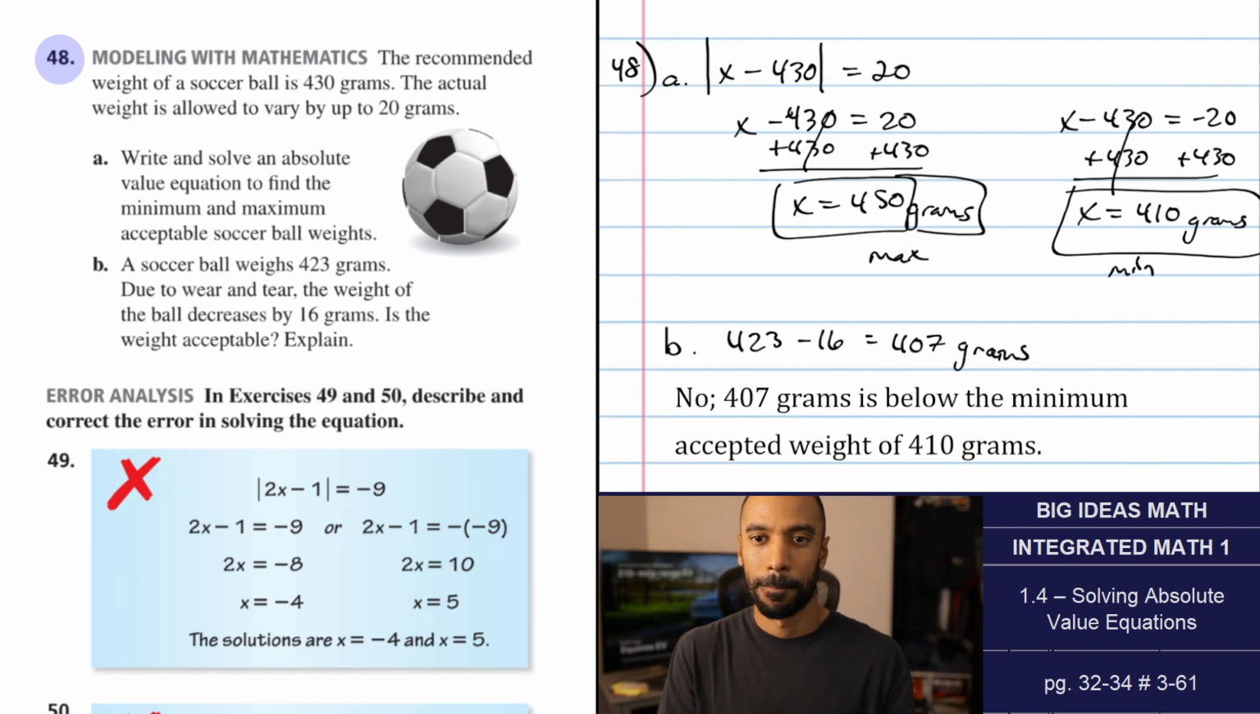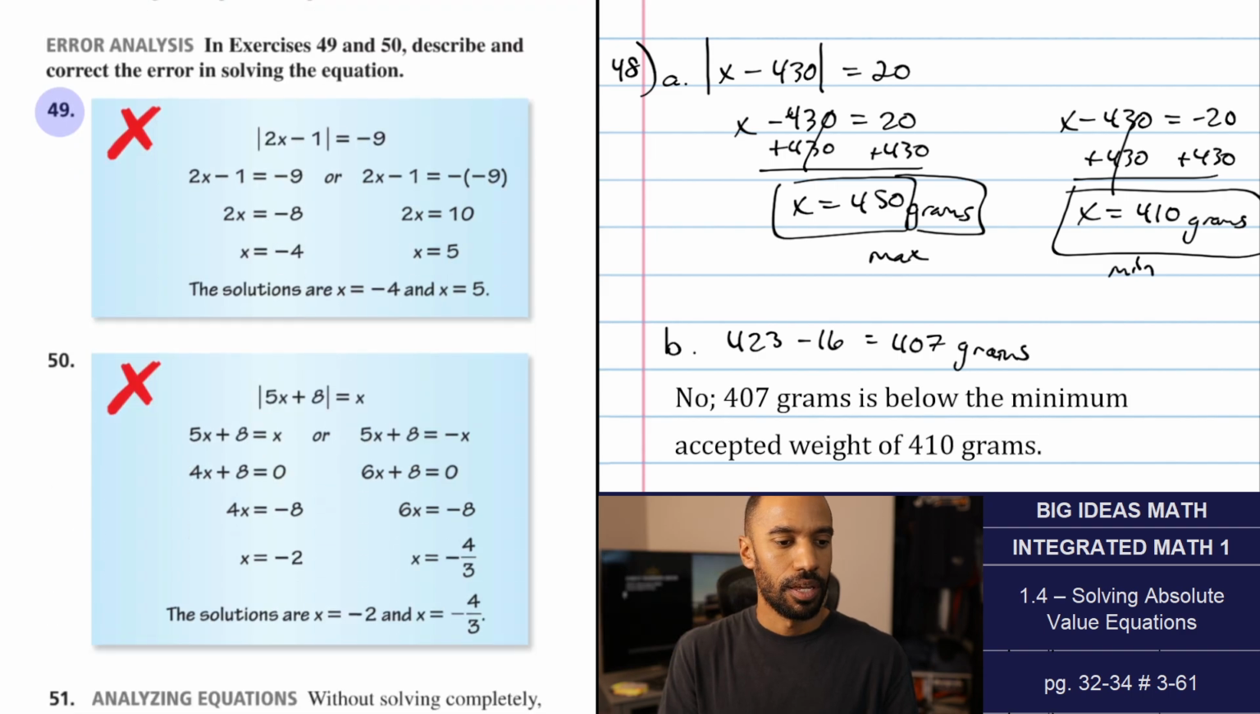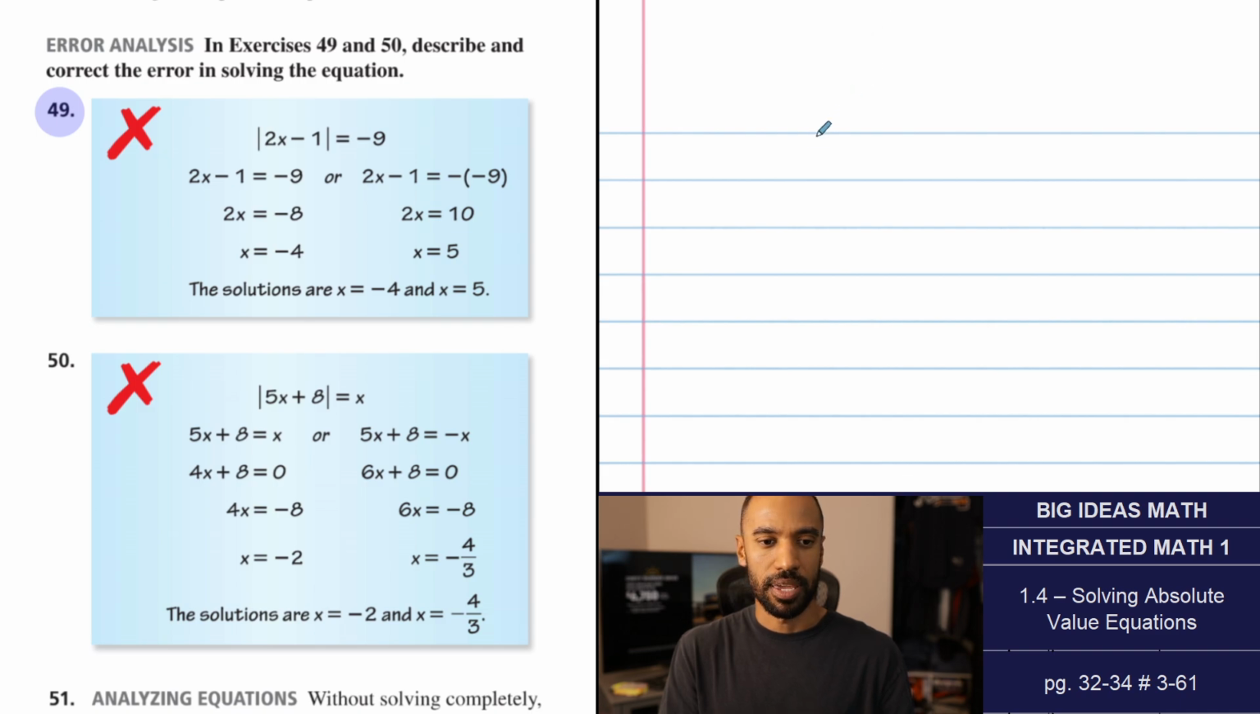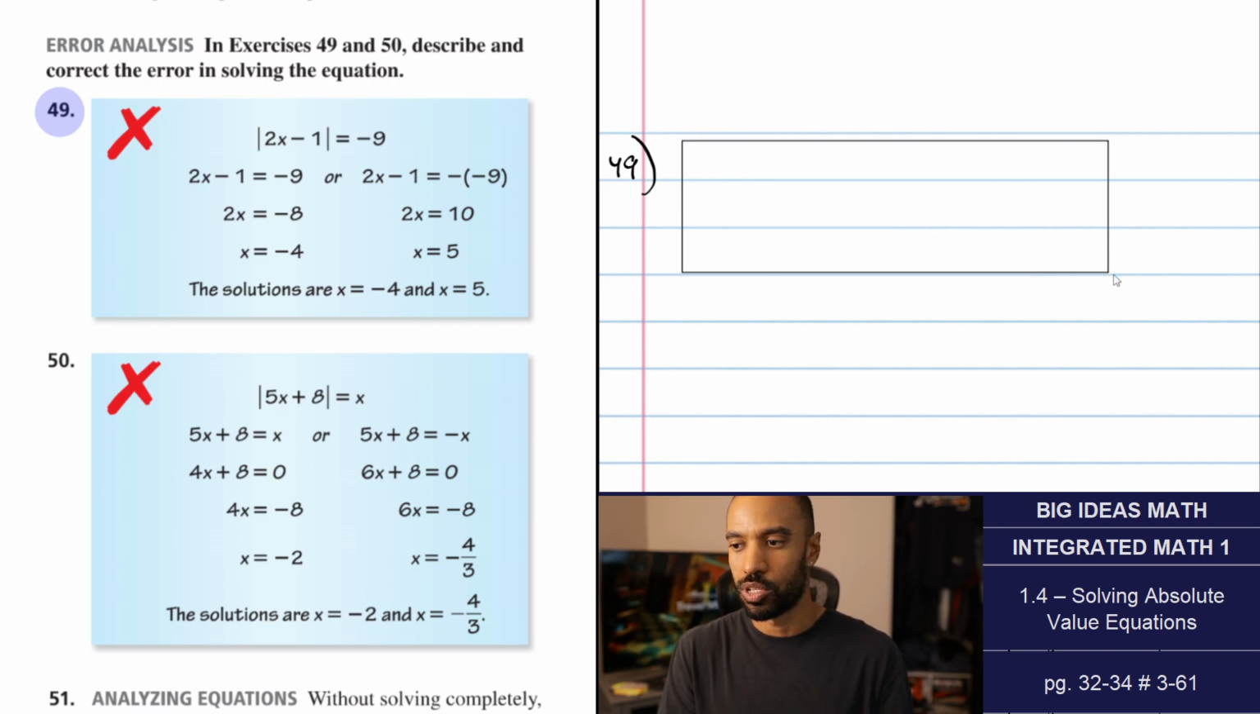Okay, numbers 49 and 50, we have our highly touted error analysis. Are you ready? Number 49, let's see what errors are to be had here. Describe and correct the error. Well, I hope you all see it from the very beginning. From the very beginning, we have absolute value of 2x minus 1 equals -9. We shouldn't possibly have any solutions here.